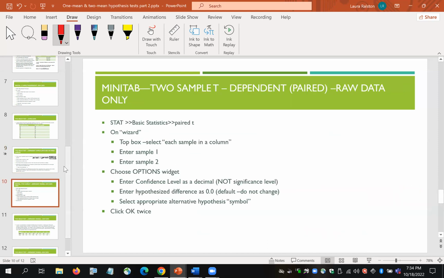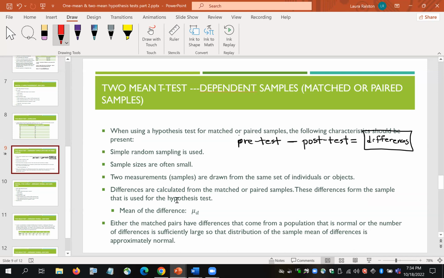Whoops, I skipped something. Now, again, to use the parametric test, we have to assume that our population is normal, or that we have a large enough sample that it can be approximately normal, or we can apply the central limit theorem. But oftentimes with a paired t-test, you are dealing with small samples, so you have to be careful about that.